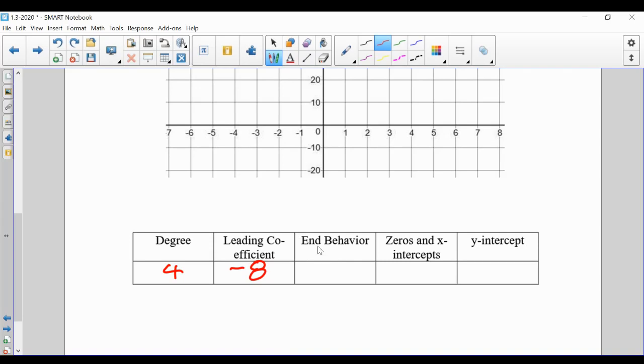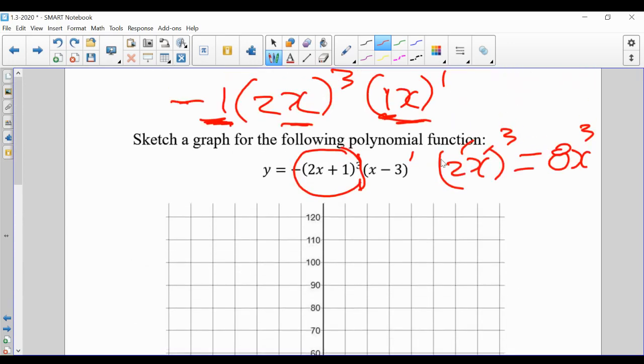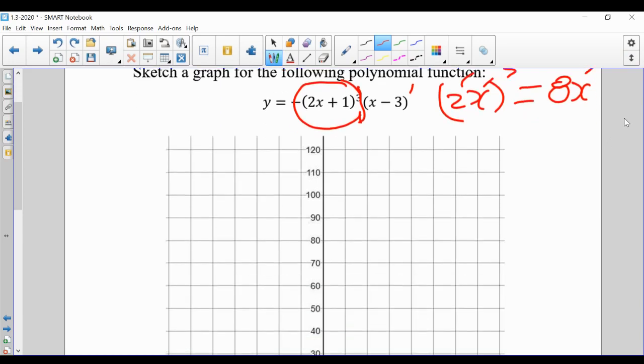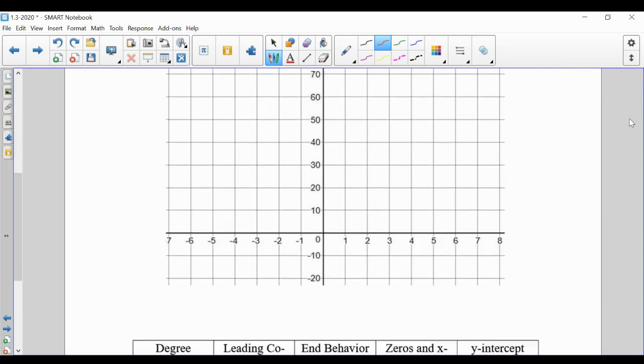Okay, so I just want to make sure everybody's okay with that -8. That -8 comes from multiplying a couple of things together. It comes from multiplying the 2x cubed by the 1x to the 1 times the -1 in the front. That's where that -8 comes from. Okay, thank you very much, Rylan.